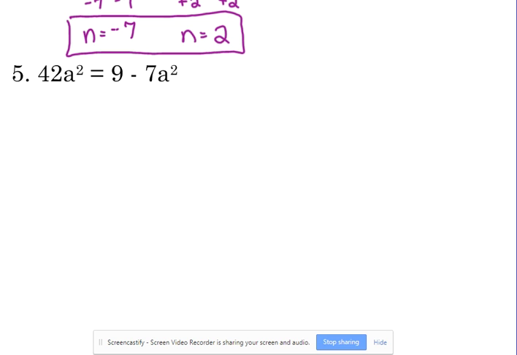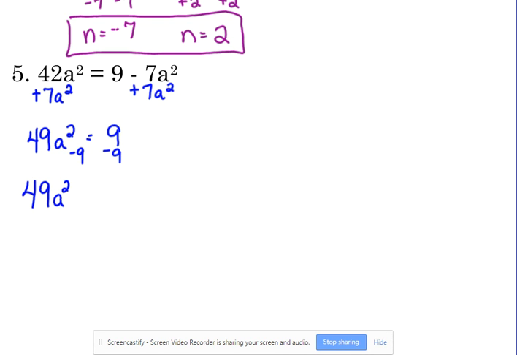Number 5. Okay, 42a squared is equal to 9 minus 7a squared. So it's got to be equal to 0. And I've got like terms on both sides. So remember what I said about not liking my quadratic terms to be negative? So I'm going to add that 7a squared over here. I'm going to do this one in 2 steps because I don't have much room. So I'm going to write 49a squared is equal to 9. And then I'll move the 9 to the left side because it has to be equal to 0 to solve.